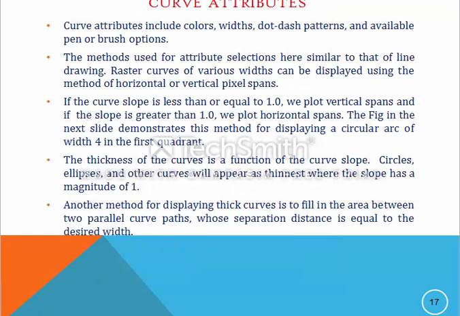Next, the curve attributes. Parameters for curve attributes are the same as those for straight line segments. We can display curves with varying colors, widths, dot dash patterns, and available pen or brush options. The methods which are adapted for curve drawing algorithms to accommodate attribute selections are similar to those for line drawing. The raster curves of various widths can be displayed using the method of horizontal or vertical pixel spans. If the magnitude of the curve slope is less than or equal to 1, we plot vertical spans, or if the slope magnitude is greater than 1, we plot horizontal spans.